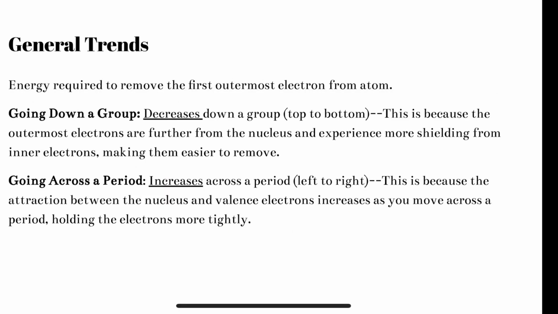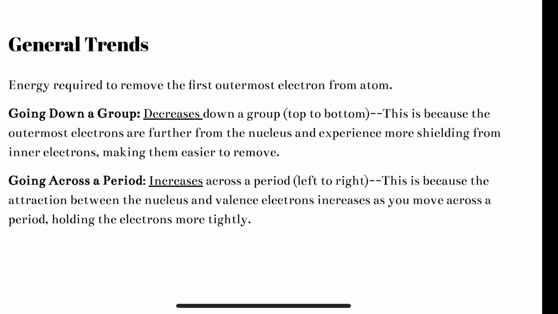Now that we know what ionization energy is, let's look at the trends on the periodic table. There are two major trends that you need to know. Down a group, or top to bottom, ionization energy decreases. That's because as you go down a group, electrons are farther away from the nucleus, and there's more shielding from the inner electrons. This makes the outer electrons easier to remove.